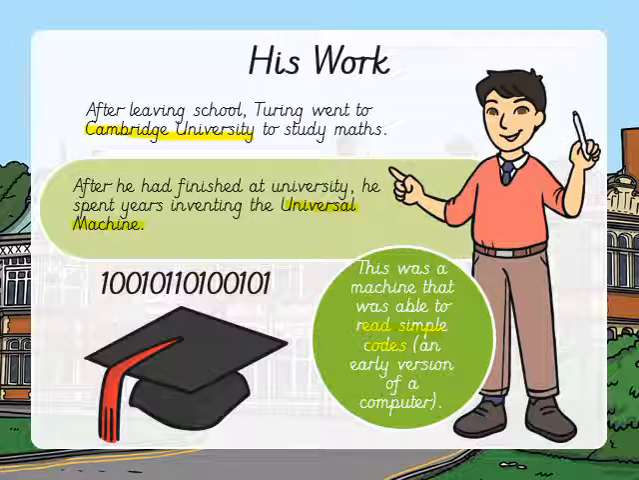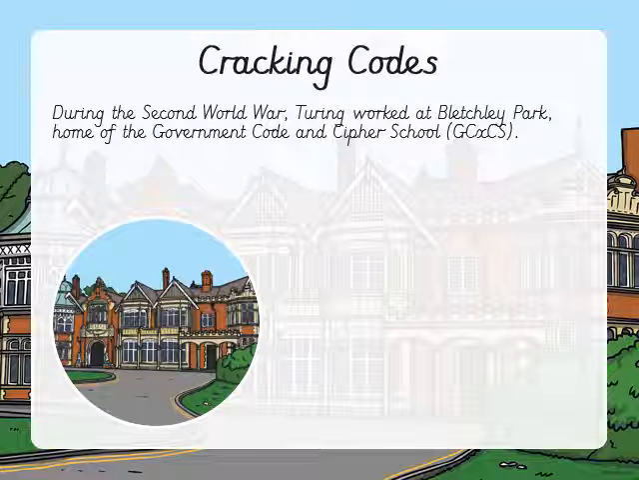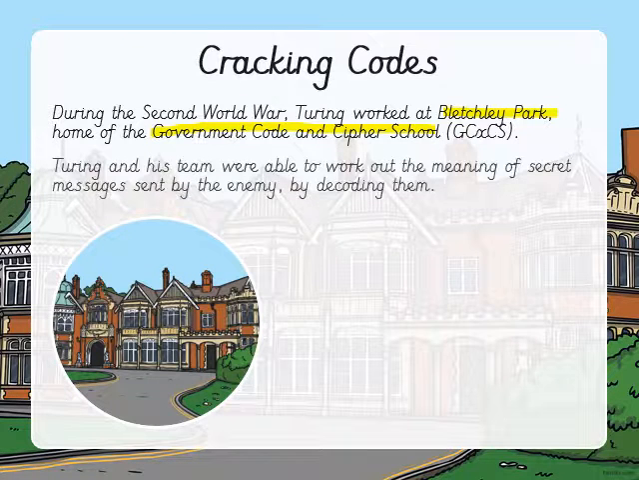And this code looks like this. It's got ones and zeros, and it means something. During the Second World War, in 1939 to 1945, Turing worked at Bletchley Park, which is not too far away from here, the home of the Government Code and Cipher School. So he worked at Bletchley Park, where they used to try and break codes.